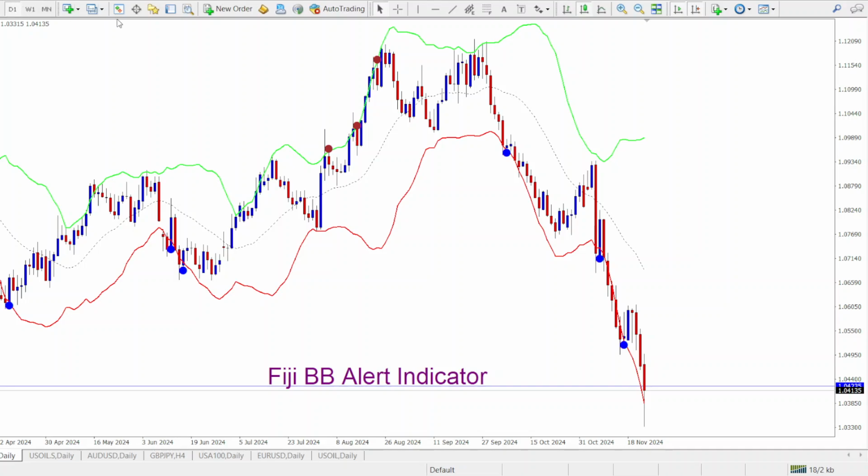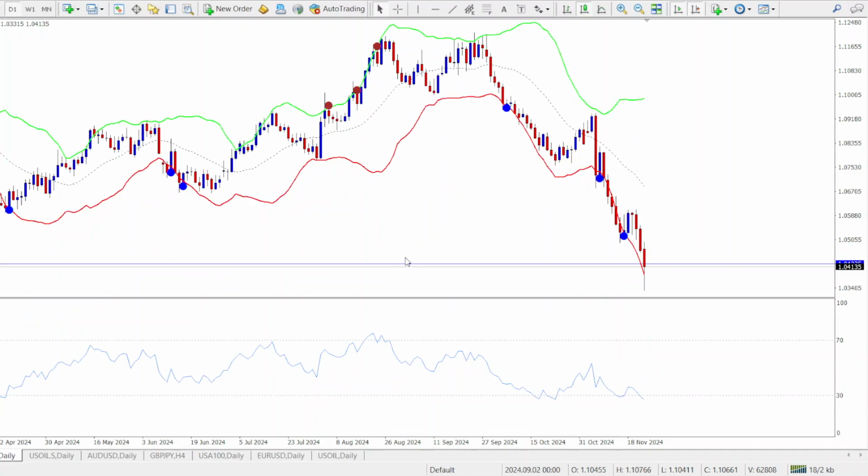So for example, you can decide to use any other indicator of your choice, but I'm just going to use RSI in this video. You can use the RSI to confirm. In this case, we can see that when the indicator gave us a sell signal, the RSI was in the overbought territory and pointing downwards, and that was a confirmation.